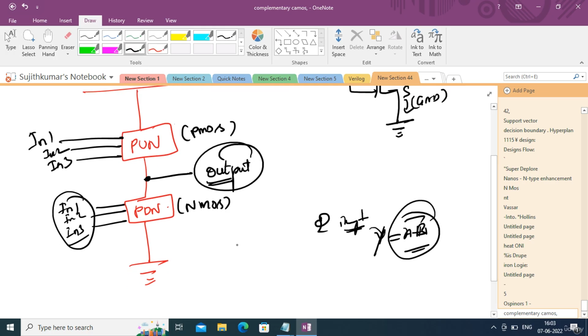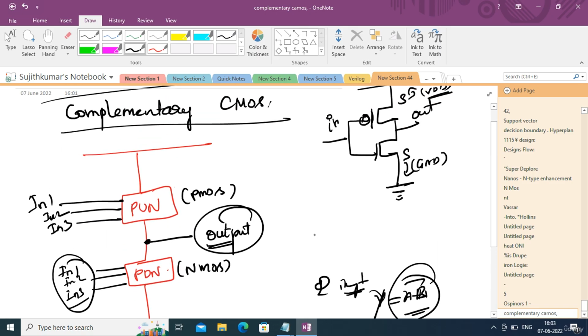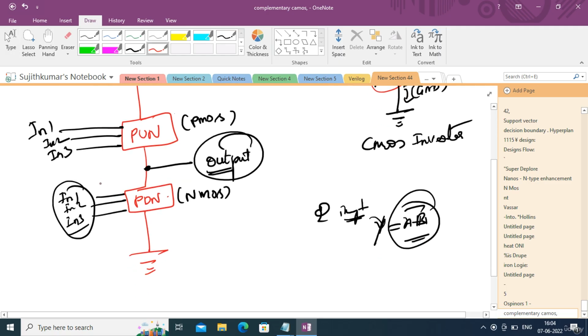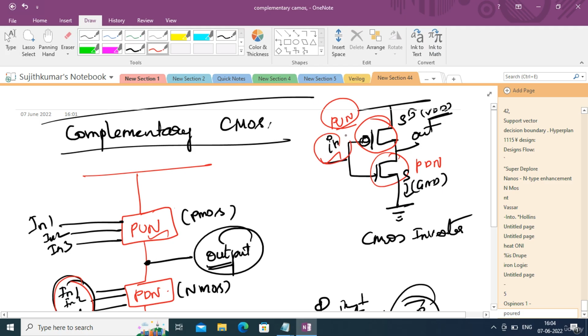There is a pull-down network and a pull-up network, the output should be taken from the central node, and the inputs must be given like this. Here is the complementary CMOS inverter circuit. If you have observed, we have attained all these. There is an NMOS in the pull-down network, and a PMOS transistor in the pull-up network. As you can see, the input is given to both the transistors. As I already mentioned, the same inputs must be given to both pull-down and pull-up. The output is taken from the common node between the pull-down network and the pull-up network. That's how complementary CMOS works.